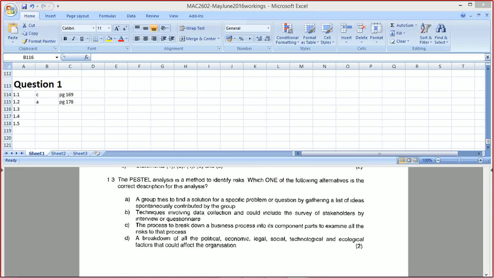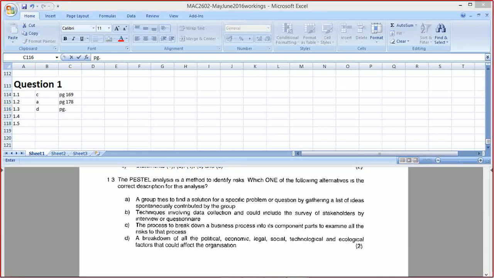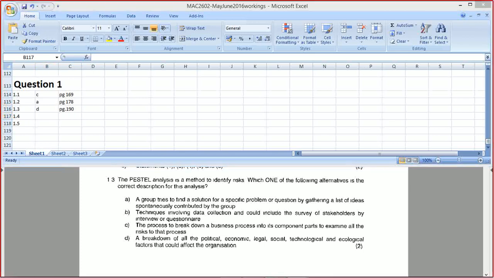Okay, the correct answer is an analysis of all the political, economical, social, technological, ecological and legal factors that affect the organization. Okay, so breakdown of all. A group that tries to find the solution. Techniques involved? No. Risk to break down into components? No. I would go with the D. Yes, sir. Okay, what page did I get that from? 190. 193. Okay, I actually got it from page 190, but 193 is probably right as well. Okay.